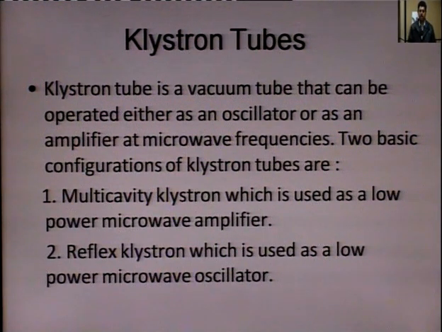They are Klystron tubes. A Klystron tube is a vacuum tube that can operate either as an oscillator or an amplifier at microwave frequency. The two basic configurations of Klystron tubes are the multi-cavity Klystron, which is used as a low power microwave amplifier, and the Reflex Klystron, which is used as a low power microwave oscillator.